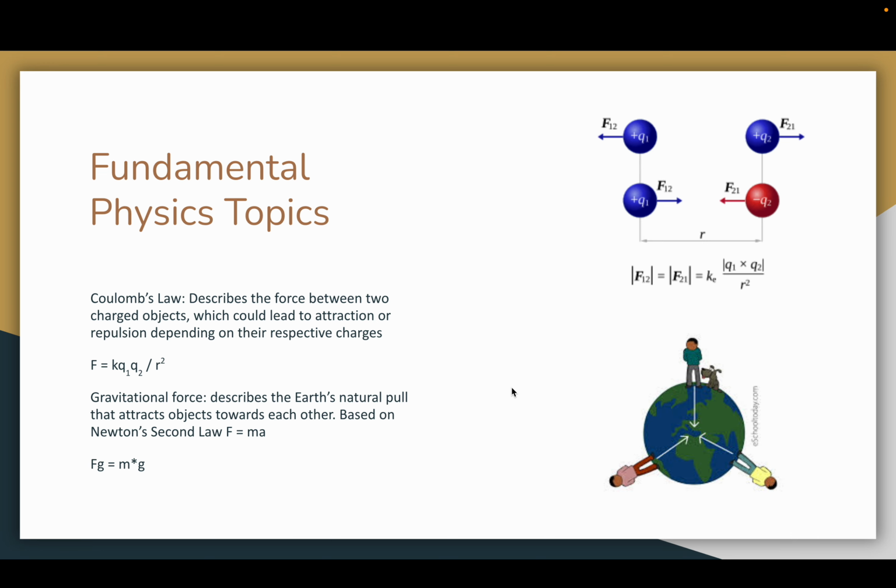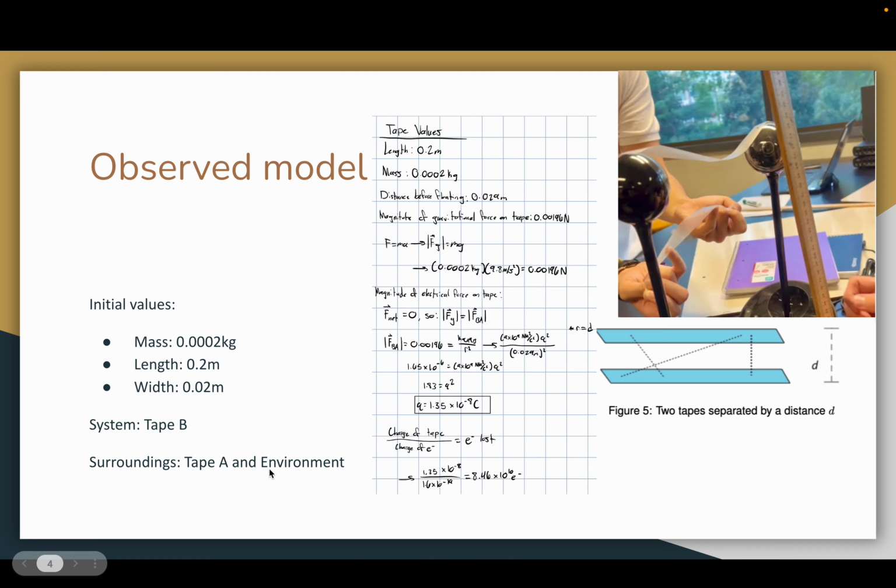We use gravitational force as well, which is just Earth's natural pull that attracts objects toward each other, and that is based on Newton's second law, force equals mass times acceleration. And we just modify it a little bit. We just say force of gravity is equal to mass times gravity, because gravity is what's doing the acceleration.